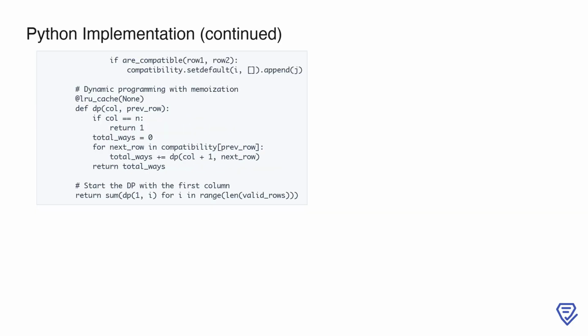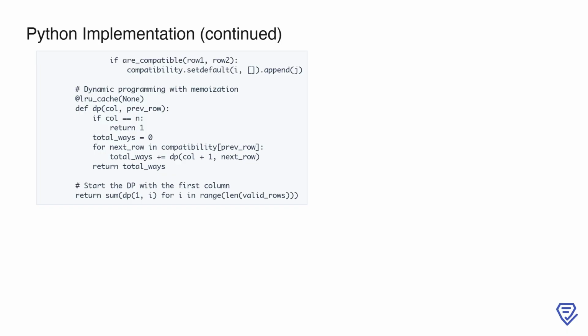Now that we have pre-computed the row compatibility, we move on to the dynamic programming solution. To optimize our approach, we use memoization with Python's lru_cache decorator. This allows us to store results of previously computed states and reuse them, avoiding redundant calculations. The function dp is defined to represent the number of ways to color the grid starting from a specific column and a given previous row.